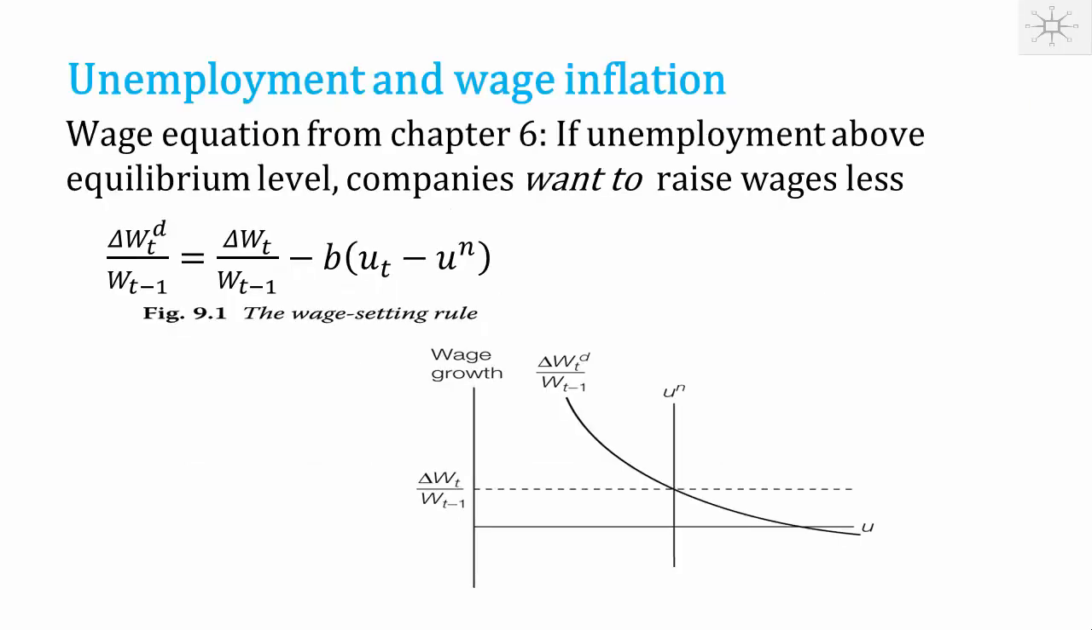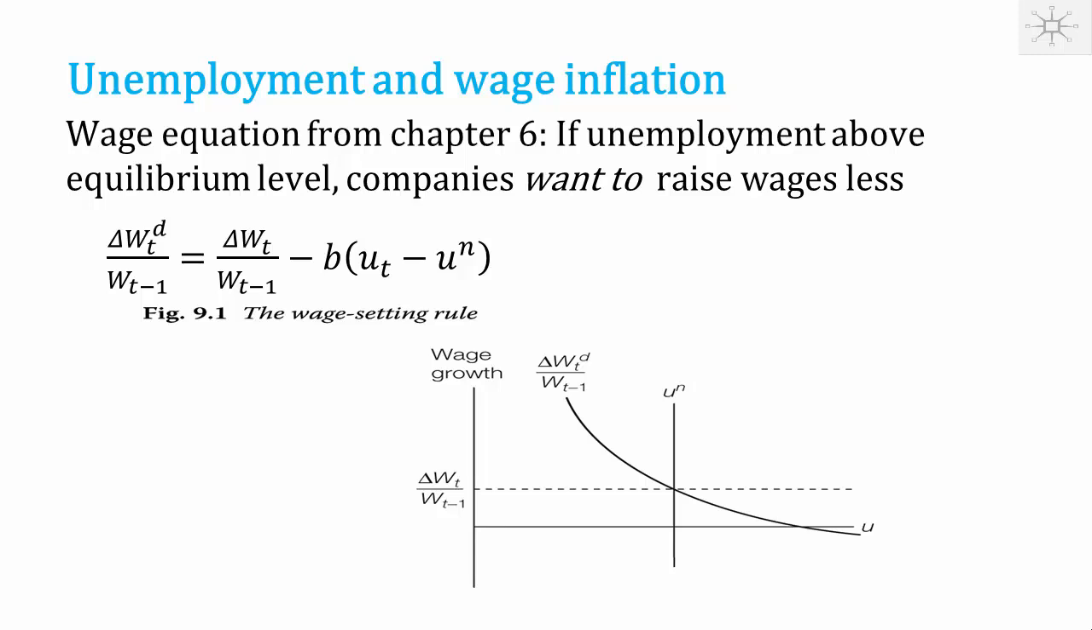So we start in the labor market, and we start from the wage equation that we had in chapter 6, which says that if unemployment is above the equilibrium level, then companies want to reduce their wages relative to other firms. If you think of a time where wages typically rise, you could say that if unemployment is above the equilibrium level, then each company wants to raise its wage less than the other firms raise them.